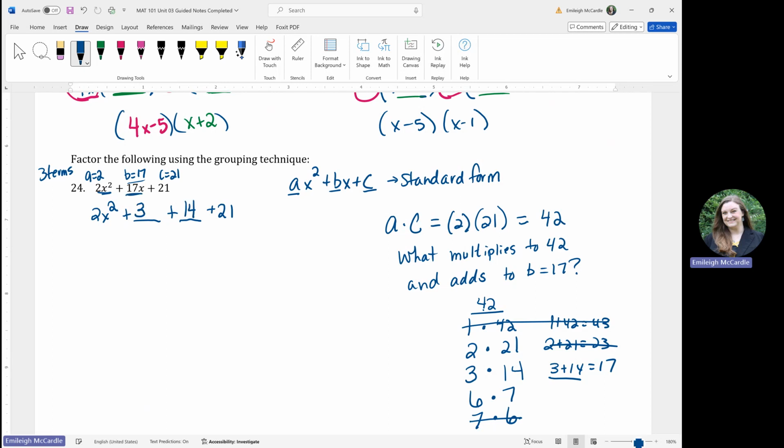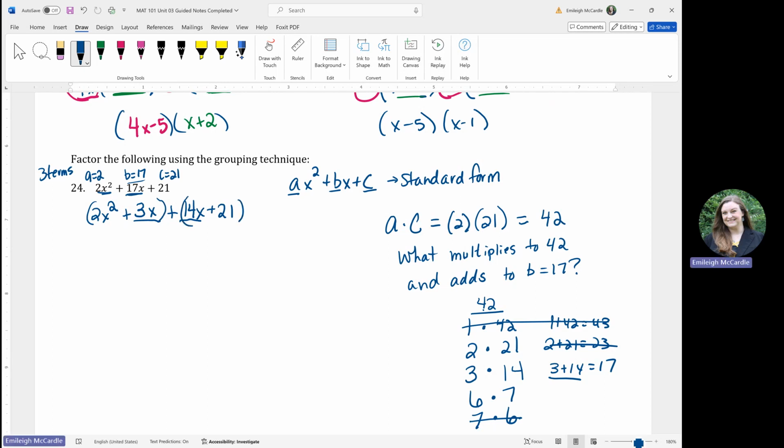And remember, we were breaking apart the 17x. So this is going to be 3x and 14x. Okay, now that we've got 4 terms, though, it looks just like our previous 2 problems. So this is where we start doing grouping. So we have that one kind of hard step, and now we're doing grouping. First step of grouping is to group. So we're going to group our first 2 together and our last 2 together.